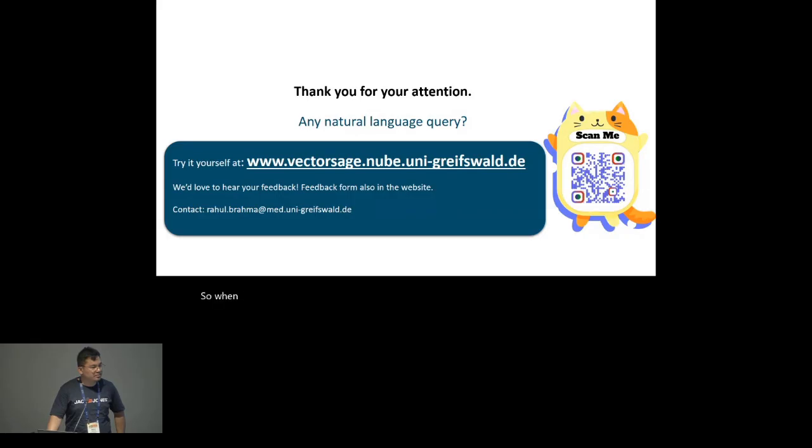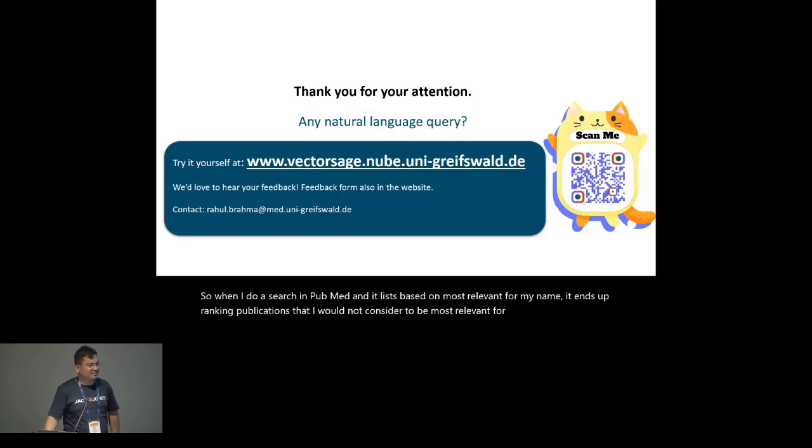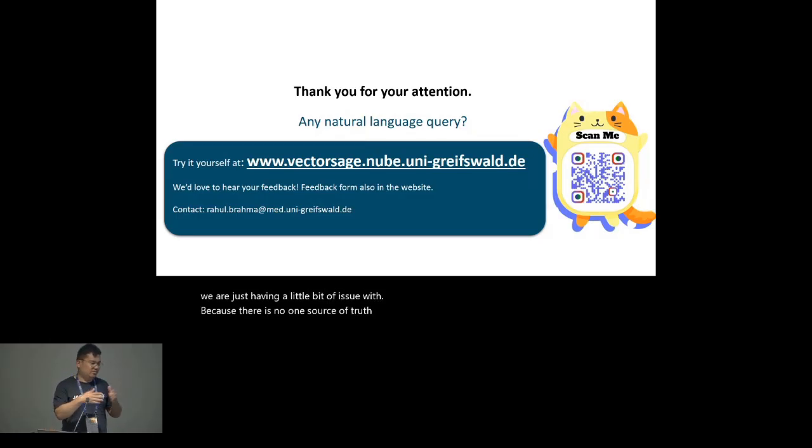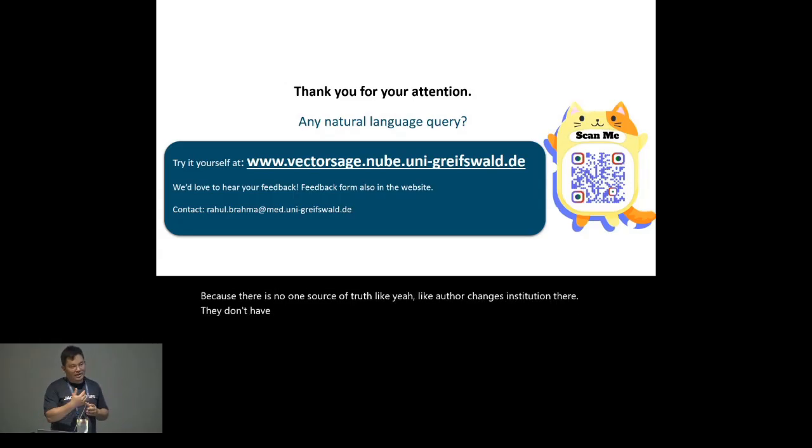So when I do a search in PubMed and it lists based on most relevant for my name, it ends up ranking publications that I would not consider to be most relevant for my research. So I wonder, have you tried to see if you could apply your method to rank publications for authors and see how that compares to what PubMed provides? Yeah, we are working on it, but we are having a little bit of an issue with authors because there is no one source of truth. Authors change institutions, they don't have any updated profile. So we are currently using ORCID, which is not completely updated, but we are working on it.